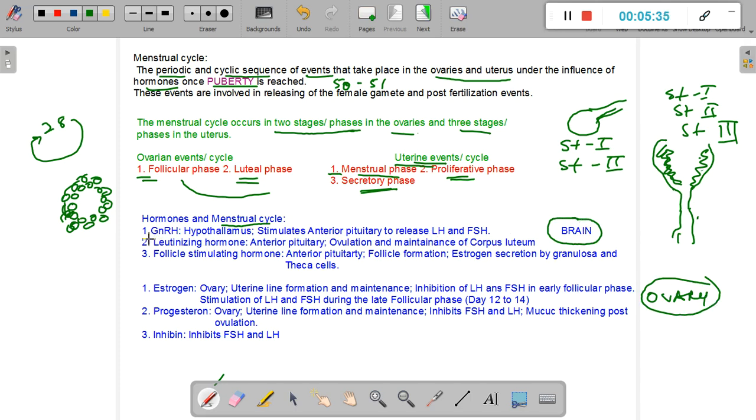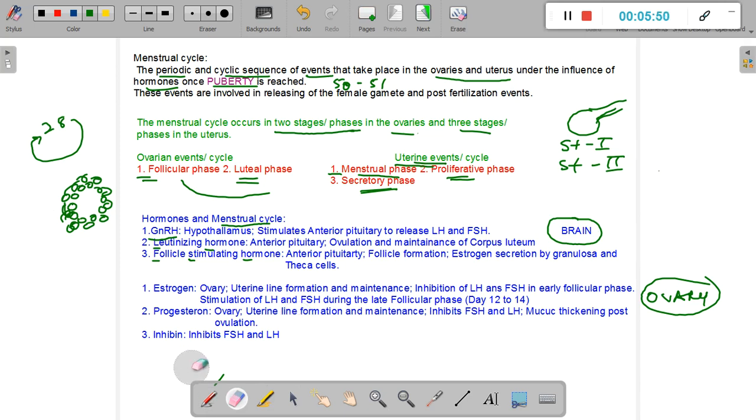Now, the brain releases something called GnRH, LH or luteinizing hormone, and then FSH or follicle stimulating hormone. Let me just get into the details of these just a bit. Wipe the board and then I'll proceed.